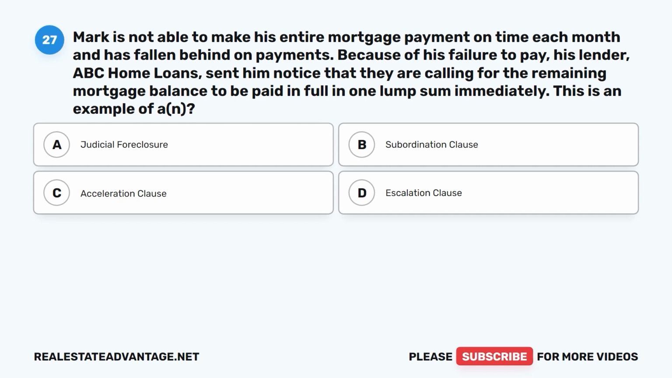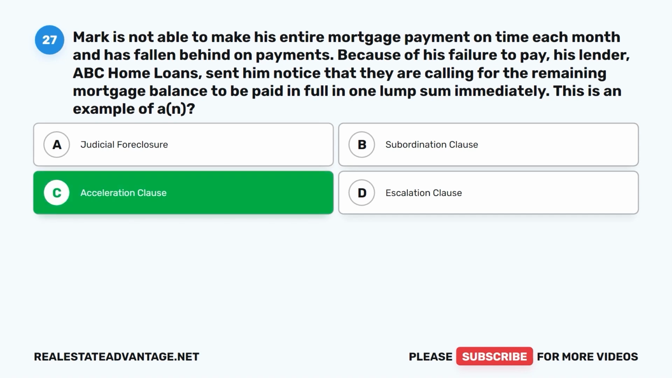Question 27. Mark is not able to make his entire mortgage payment on time each month and has fallen behind on payments. Because of his failure to pay, his lender, ABC Home Loans, sent him notice that they are calling for the remaining mortgage balance to be paid in full in one lump sum immediately. This is an example of A. Judicial foreclosure, B. Subordination clause, C. Acceleration clause, D. Escalation clause. The correct answer is C.